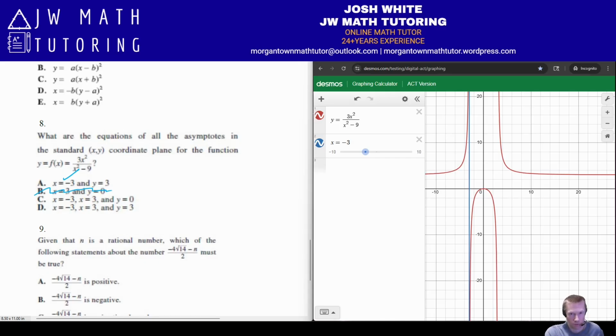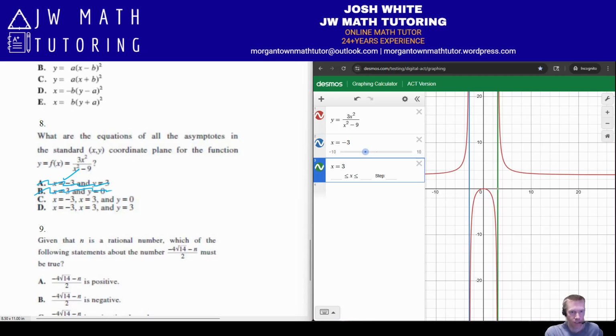So let's check x equals 3. All right, does that look like an asymptote? Yep, sure does. Again, goes to infinity on one side, goes to negative infinity on the other. It's not just like a vertical line going through a random point on the graph. All right, so that eliminates A, because that does not have -3.